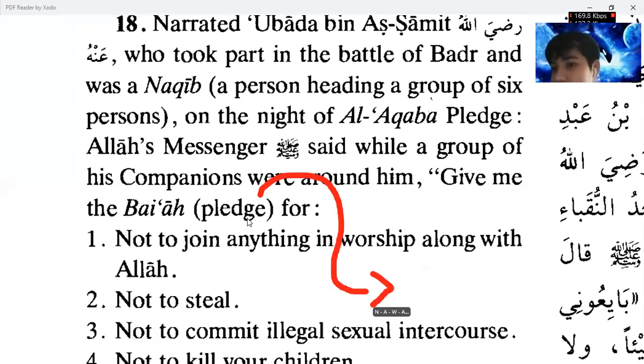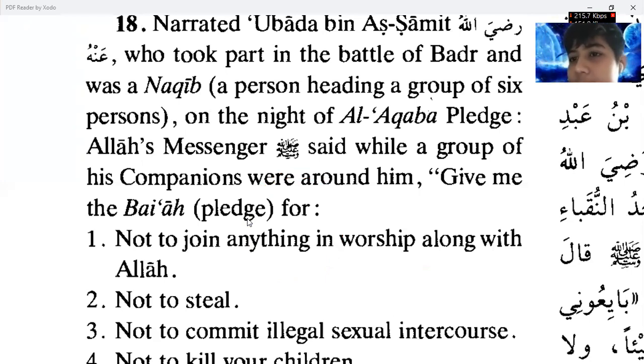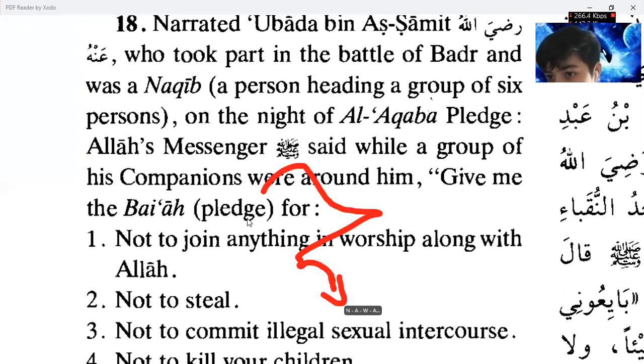Pinky finger. Yeah, something like that. In promise, you will just say that I will do this. But in pledge, you will put your hand on my hand and then you will make the promise. So what is the difference between pledge and promise? Promises, you just say things. Pledges, you touch the hand and say it.